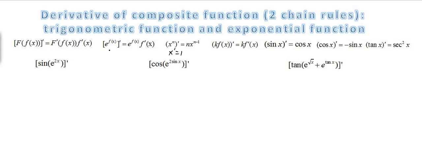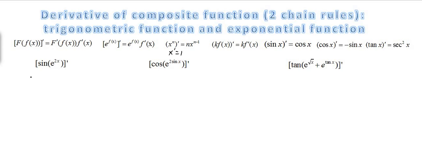Okay, and the second formula is about the derivative of a composite exponential function. The derivative of e to the power f(x) equals e to the power f(x) times the derivative of f(x). The third one is the power rule, and the derivative of x equals 1. And the fourth one is the constant multiple rule. I also list the derivatives for the three trig functions.